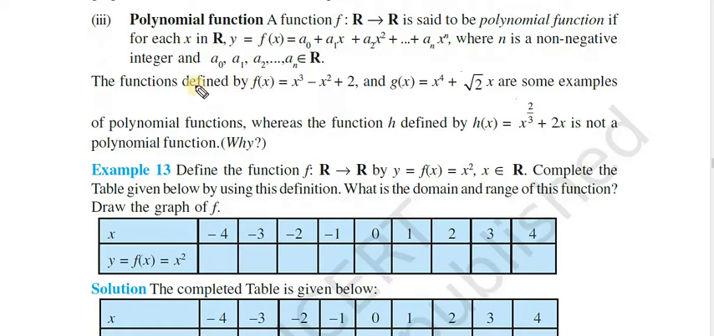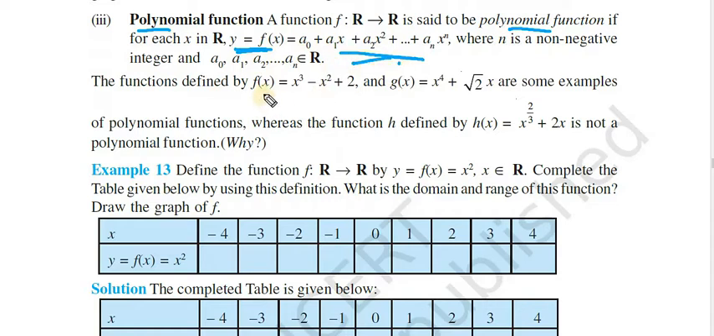Okay, next set of functions which are very important is polynomial functions. So what is a polynomial function? Polynomial functions are functions from R to R, and a function is said to be a polynomial function if f(x) is given by a polynomial. It's like an algebraic expression where a0, a1, a2, ..., an are real numbers, x is the unknown, and n is a non-negative integer. Non-negative integer means natural number.